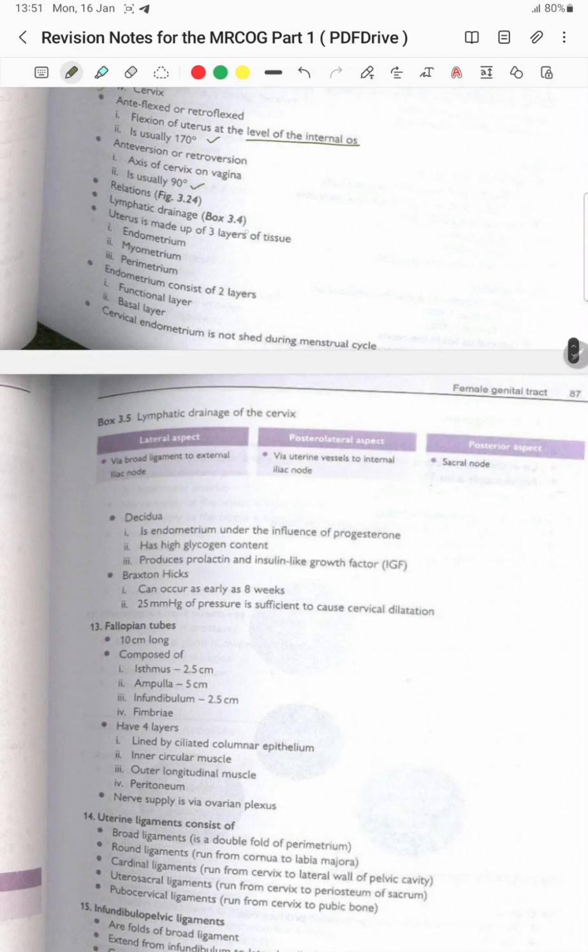Now, the uterus is made up of three layers. These are the endometrium, myometrium, and perimetrium. Endometrium consists of two further layers, the functional layer and the basal layer. The basal endometrium is not shed during the menstrual cycle.